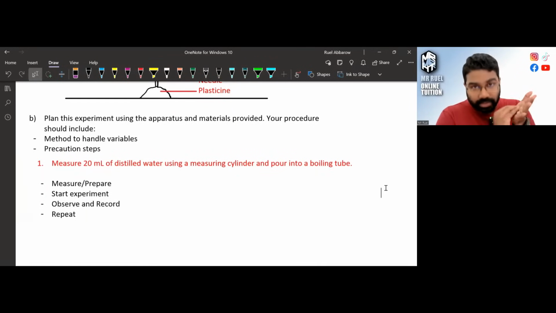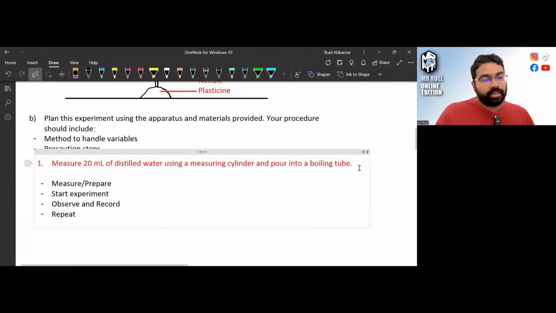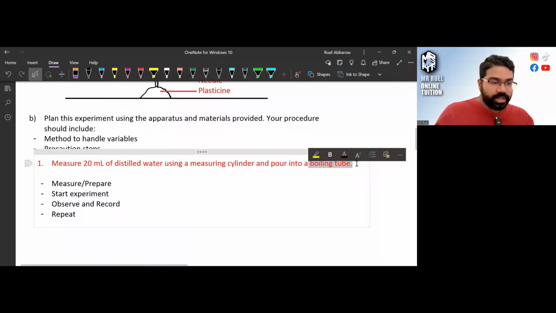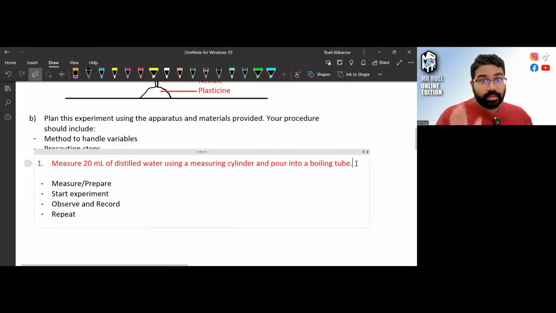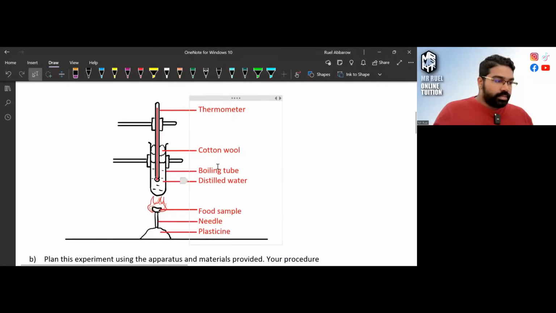You state the instrument. State the apparatus that you use to measure. So in this case, the measuring cylinder. So measure and pour, just like in chemistry. Measure and pour into a boiling tube. We are using a boiling tube because we're going to heat it up, not a test tube. Then what else do we need to measure here?